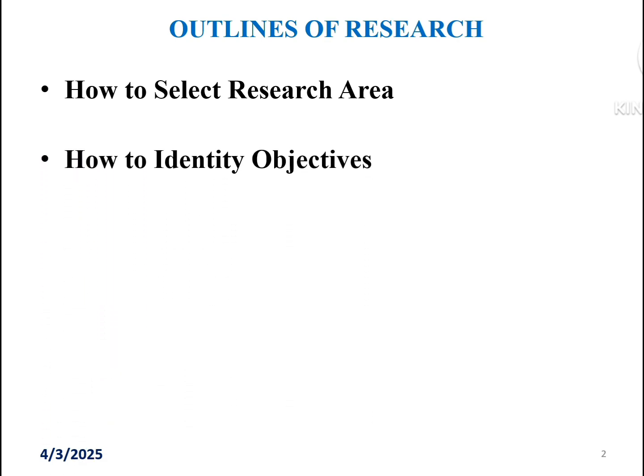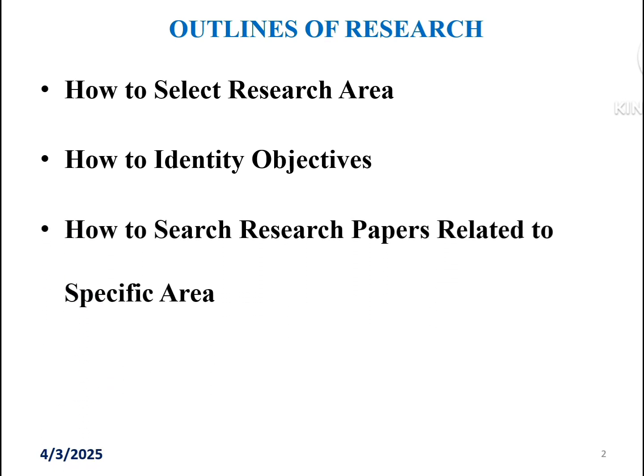The next one is how to identify the objectives. This is also important. After reading so many papers, we don't know how to identify the objectives, right? So I will tell you how to identify the objectives. The third one is how to search for research papers related to a specific area. For example, you choose one specific area, like mechanical, civil, electrical, electronics, or computer science. I will also tell you how to search within that specific area.